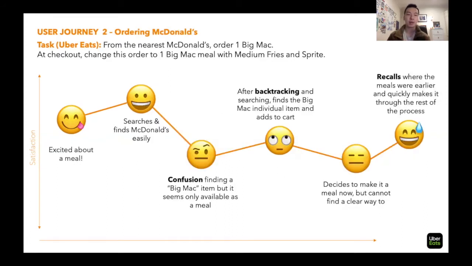Now, in this next task of ordering McDonald's, I looked at it again from Uber Eats: finding the nearest McDonald's, going there, ordering one Big Mac, then at checkout, changing that order to one Big Mac meal with medium fries and Sprite. For this, my assumptions came from my personal use of the McDonald's app and ordering from McDonald's in restaurant, and finding out that it's really quite an inconsistent experience on Uber Eats, since normally you would order a burger and then decide if you want that as a meal or individual burger. Whereas in Uber Eats, a meal and individual burgers are quite separated. So I'm assuming that would cause a user journey that's full of confusion, backtracking, and a lot of learning.